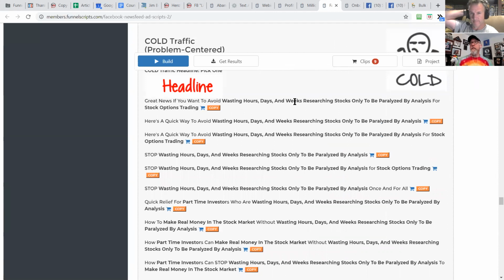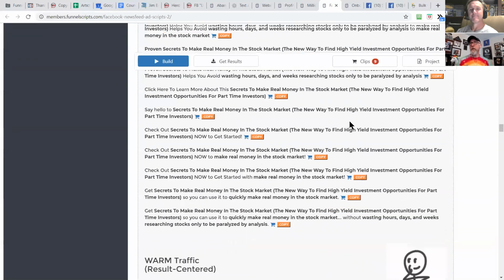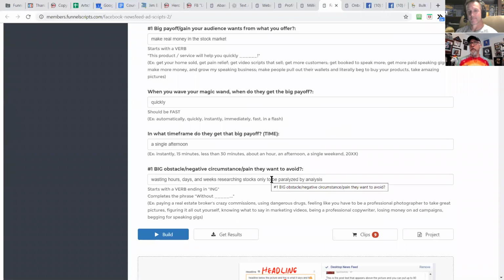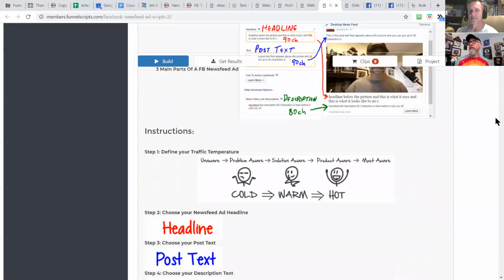Headline: great news if you want to avoid wasting hours, days, and weeks researching stocks only to be paralyzed by analysis in stock options trading. Here's a quick way to avoid wasting hours, days, and weeks researching stocks only to find analysis paralysis. I'm going to change that up top. Only to find paralysis by analysis, only to get bogged down in analysis paralysis. Is that better? Sure, let's try it. Maybe. Yeah, who cares? The thing is, it gets the point across.